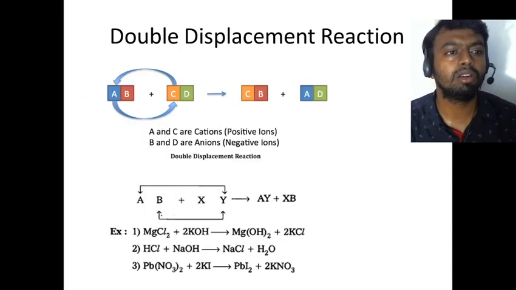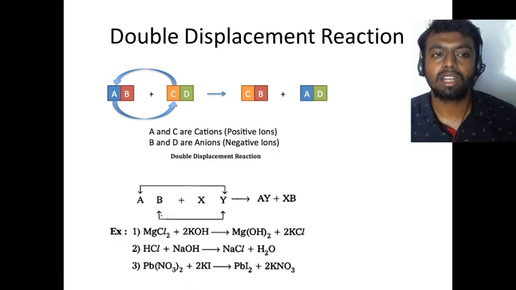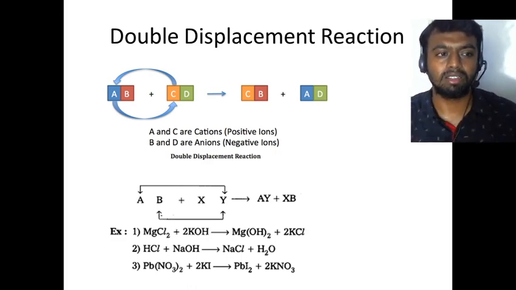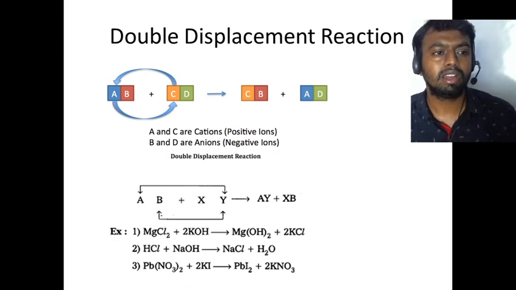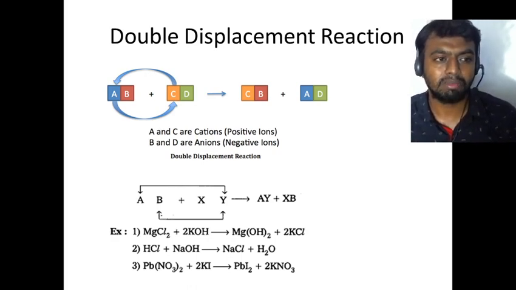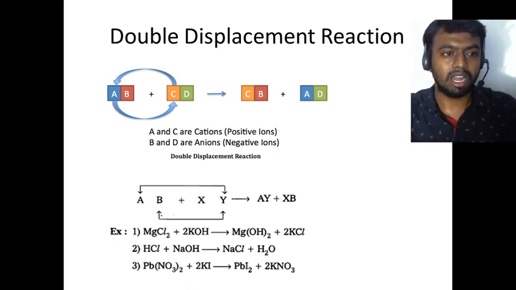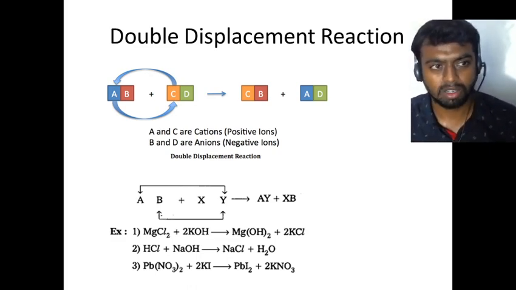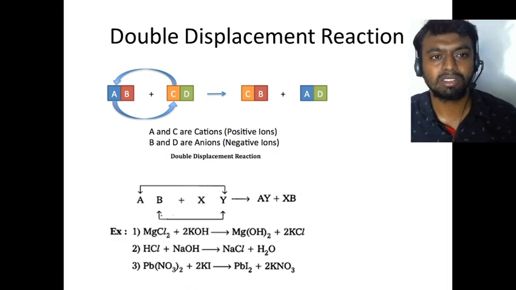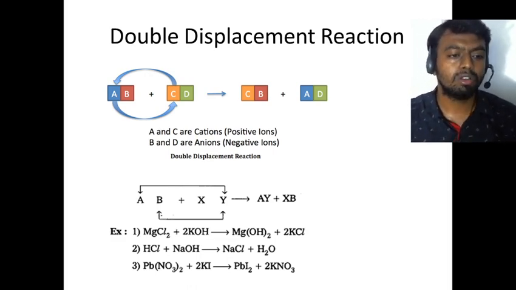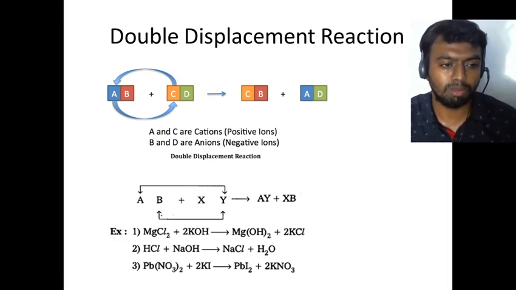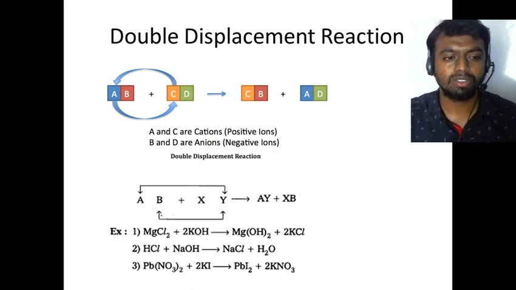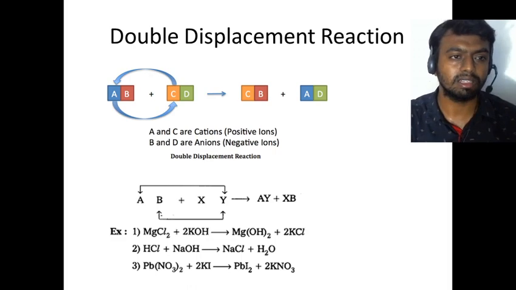Then double displacement. In this reaction, both the reactants, they exchange their radicals, right? You can see there AB plus CD I have taken, but A is combining with D and C is combining with B, exchange of radicals takes place. So these kind of reactions, we call them as double displacement reactions. You can observe the examples below. Magnesium chloride and potassium hydroxide, you can see just they are exchanging their positive radicals.